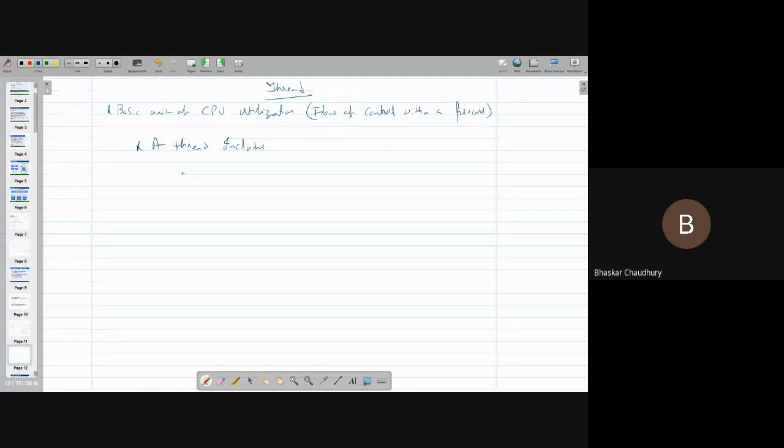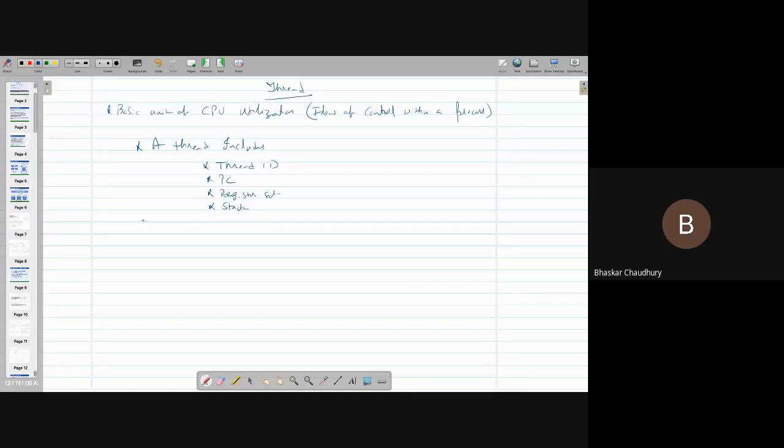So ideally, what should a thread include? Just from your understanding of a process, can you list what it should include? Thread ID, parent process ID. Yes, that's exactly it. Thread ID is very important, and the parent process ID is a part of the process. So I'm not writing it under thread, but the thread itself has its own ID. It has its program counter, its own register set, and its own stack. That's the most important point.